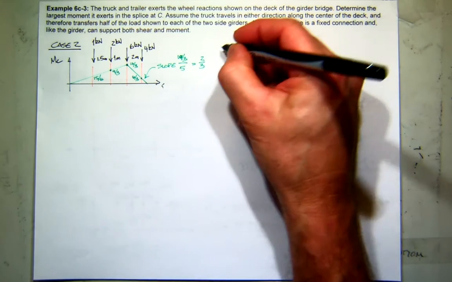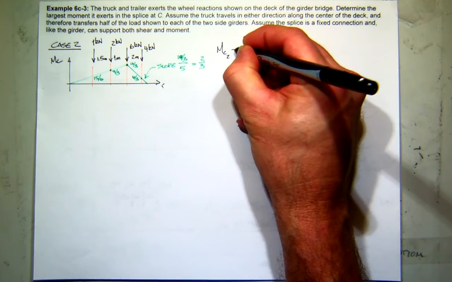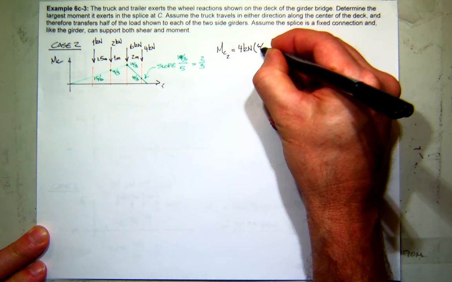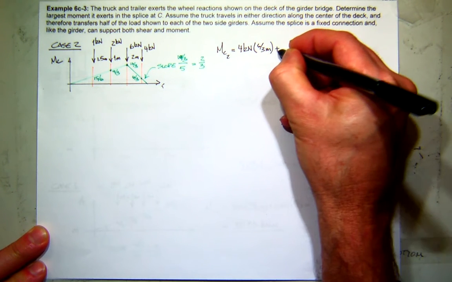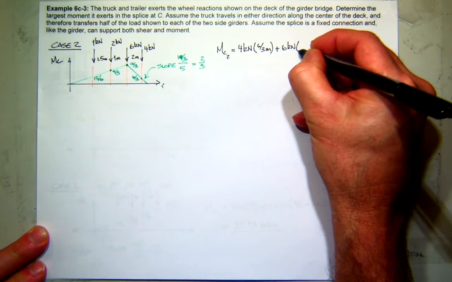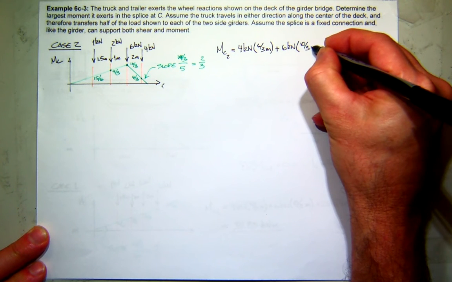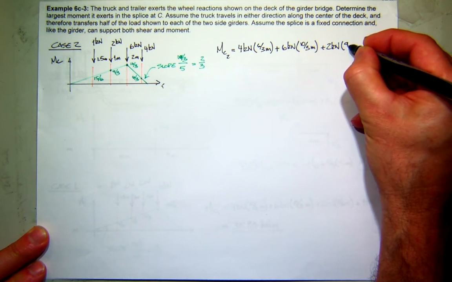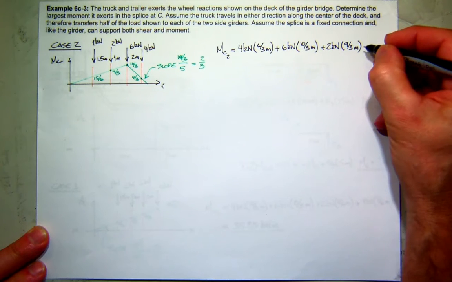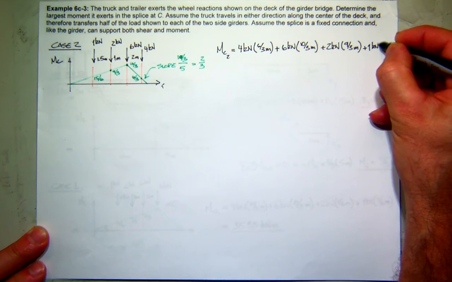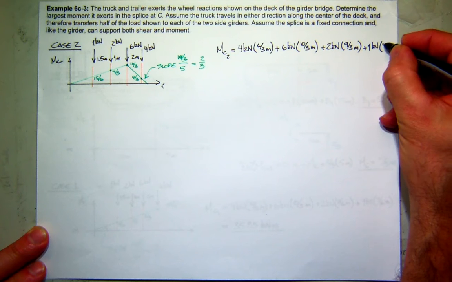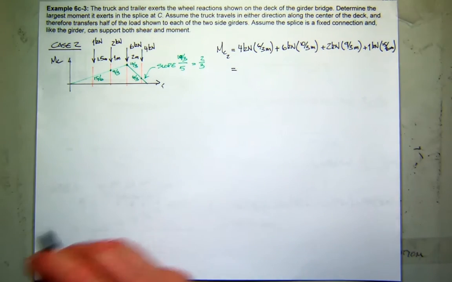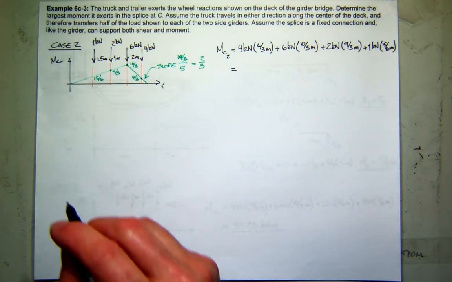Okay? So now the moment at C for case 2 will be 4 kilonewtons times 6/3 meters plus 6 kilonewtons times 10/3 meters, plus 2 kilonewtons times 9/3 plus 1 kilonewton times 15/6 meters. So what's that equal to? I got 36.5. Anybody else get that?